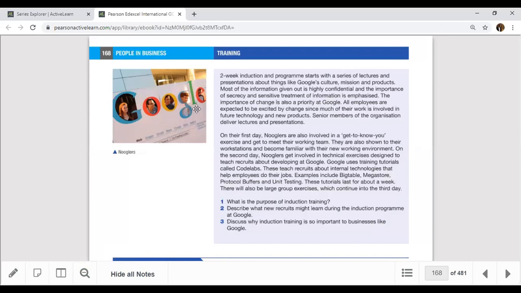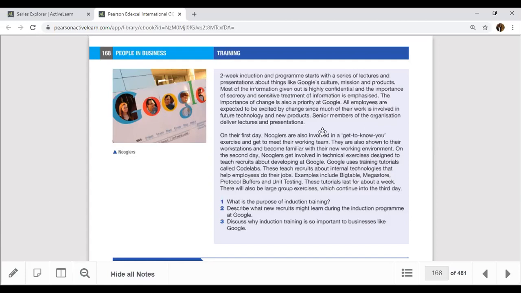After enrolling, they are given a 2 week induction course, and the program starts with a series of lectures and presentations about things like Google culture, mission and products. Most of the information given is highly confidential, and the importance of secrecy and sensitive treatment of information is emphasized. The importance of change is a priority at Google. All employees are expected to be excited by change, since much of their work involves future technology and new products.